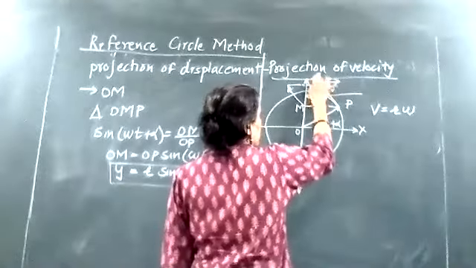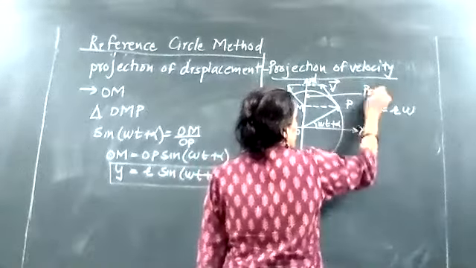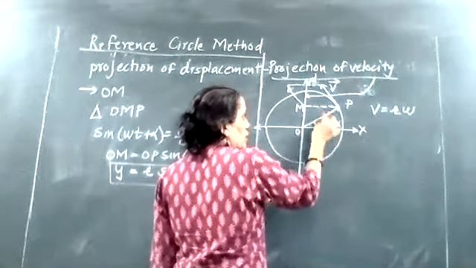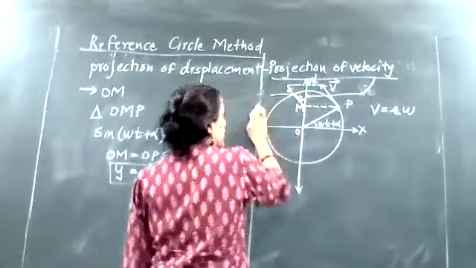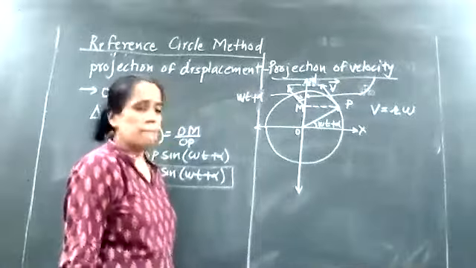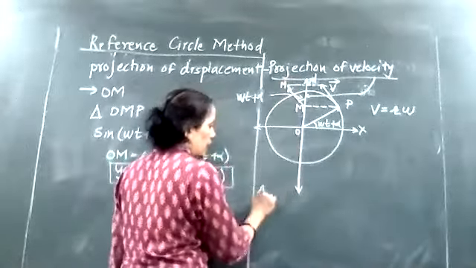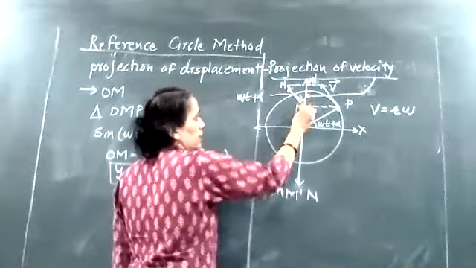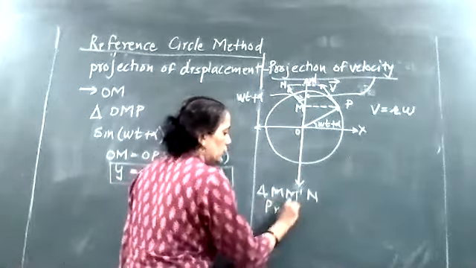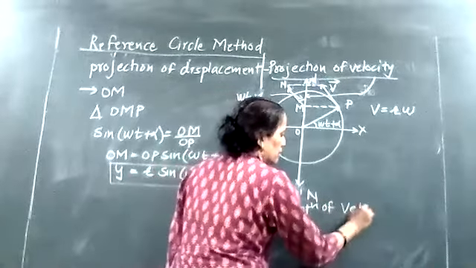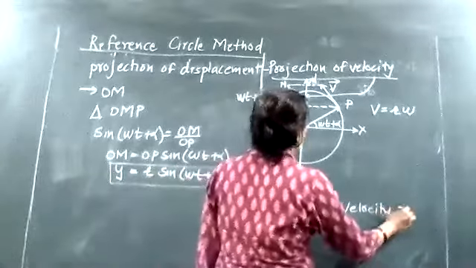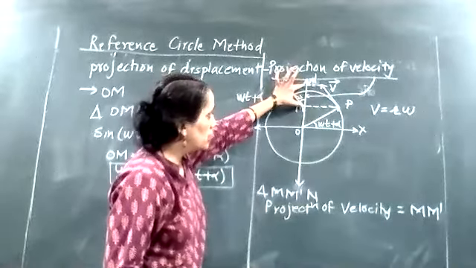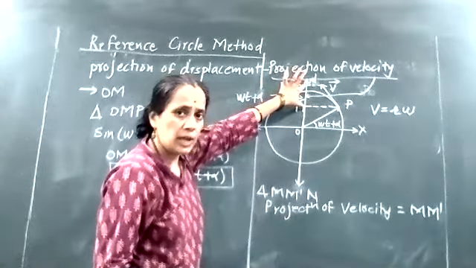So suppose I call this M dash, which is nothing but the projection of velocity. And now this is nothing but the angle omega t plus alpha. So by symmetry, this angle is also equal to omega t plus alpha. Now for this triangle M dash N, this projection of the velocity vector is along M dash. This is your velocity vector. From this velocity vector, I have drawn the projection. Projection is along what? M dash. The projection of velocity is nothing but along M dash.